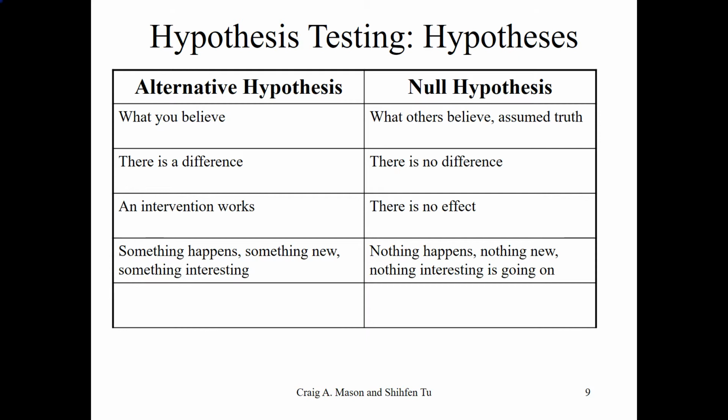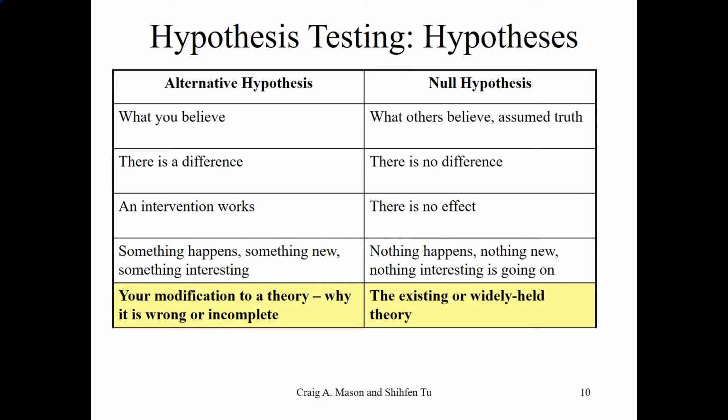Now, this one is central to hypothesis testing, so let's highlight it in bold. If you're testing a theory, the null hypothesis is what everyone else believes. It's the existing theory. The alternative hypothesis is how you believe they are wrong, or how you would change or enhance that theory. Why don't we consider some examples of null and alternative hypotheses?